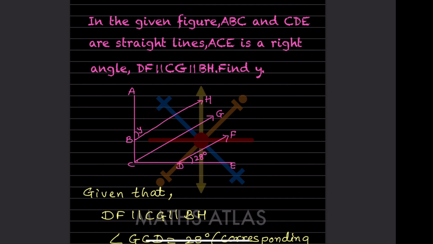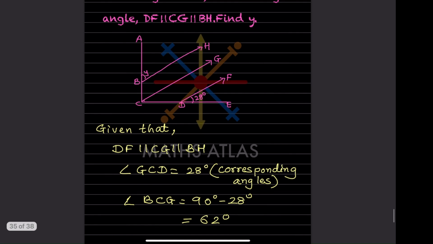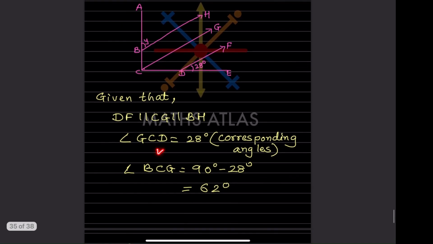So now let us see what are the given things we have to write first. That given that DF is parallel to CG is parallel to BH. So now see, we have the angle given here, that is 28 is given over here. So now we can see that because it is parallel, so GC and D, this angle, because this is 28, this also should be 28 because they are the corresponding angles. So now GCD is 28.